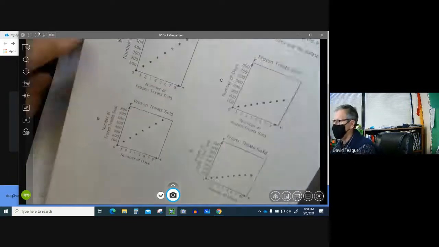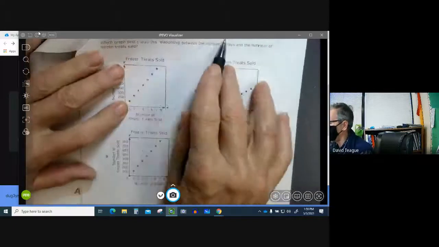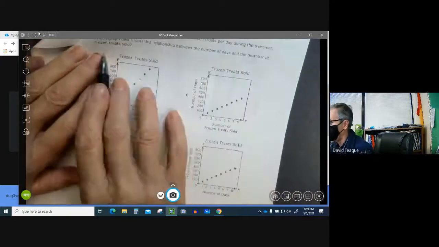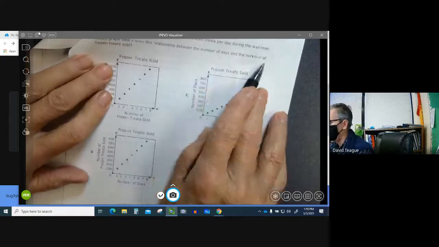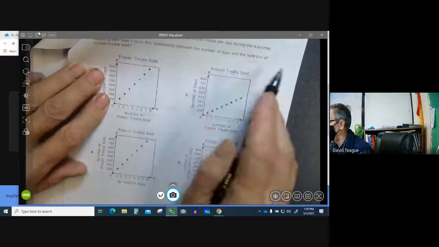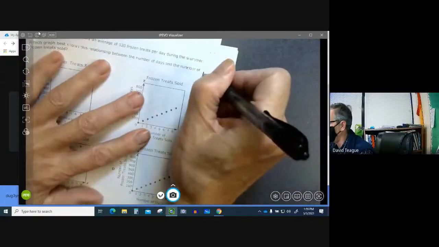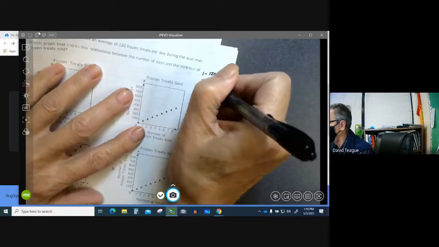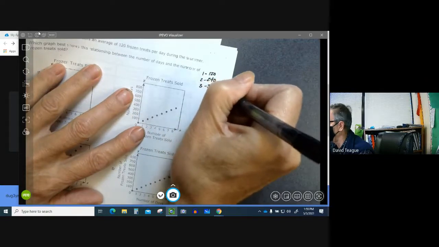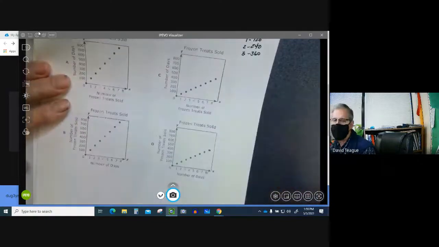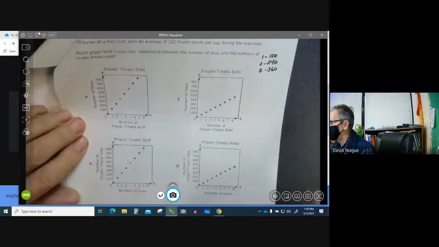Okay, 22. So it says the owner of a food cart sells an average of 120 frozen treats per day during the summer. Which graph best shows the relationship between the number of days and the number of frozen treats sold? So just off to the side, you go, well, if he worked one day, that's 120. Second day, that would be 240. The third day, that would be 360, and so on and so on. So now we have to look at the graphs, right? We have to figure out which graph best represents that data.